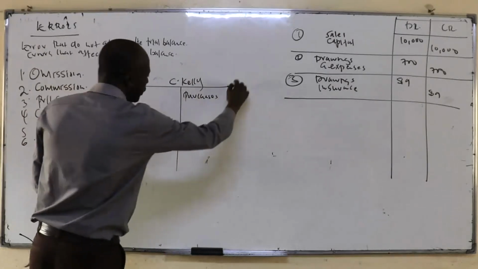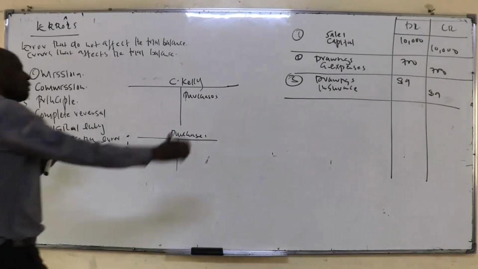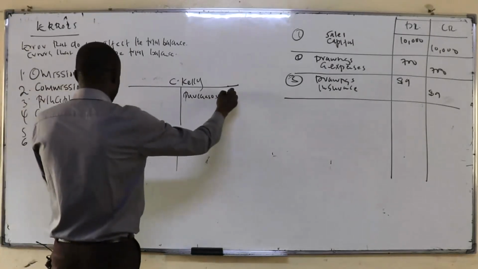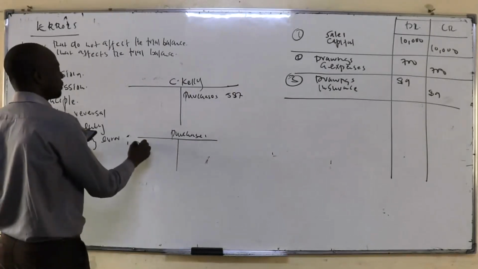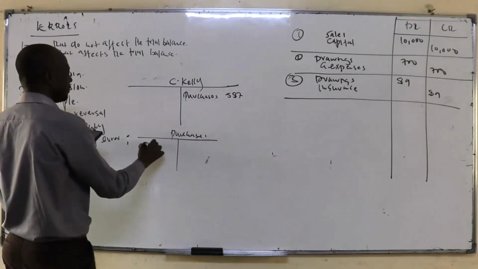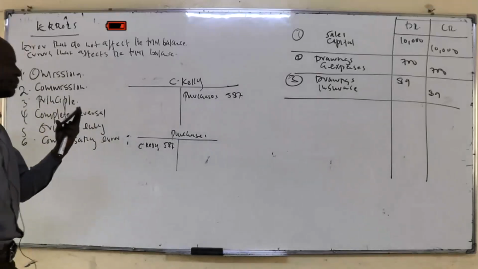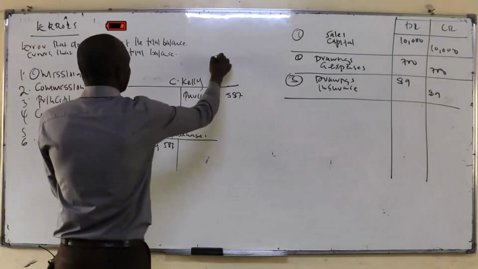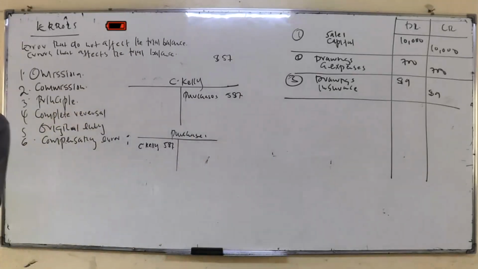Remember the principle of double entry, the account that is receiving, you debit, the one that is losing, you credit. So C. Kelly is the one losing. So they said here 580, the goods 587. Then here they said C. Kelly, isn't it? 580. But the real amount was how much? 857, isn't it? So this one was understatement. Which kind of error is that? That is an error of original entry.